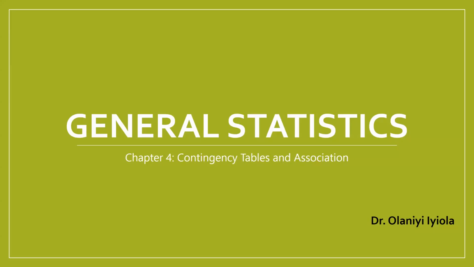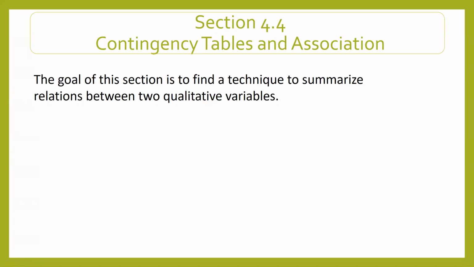All right, so this is a continuation of the chapter 4 that I started before. Contingency tables and association is what I'm going to continue to discuss here to complete the chapter. All right, the goal of this section is to find techniques to summarize relations between two qualitative variables.